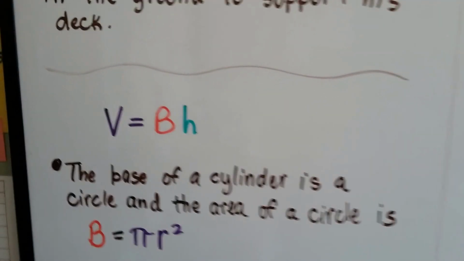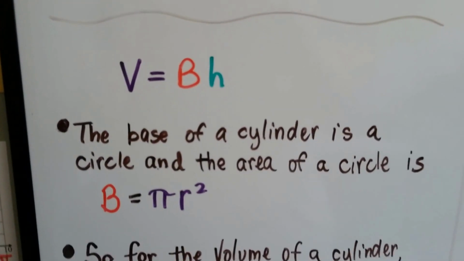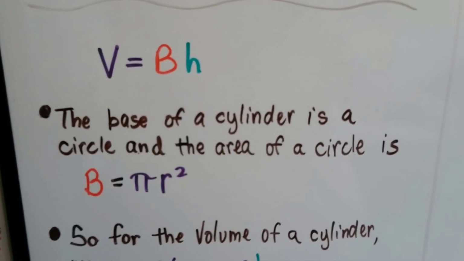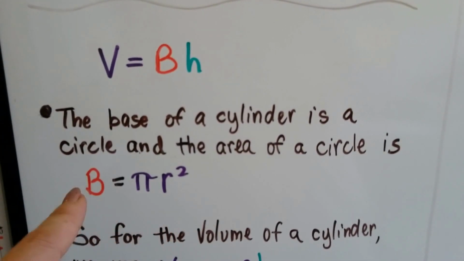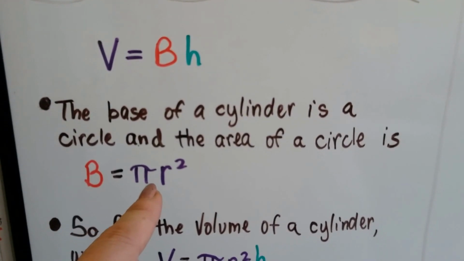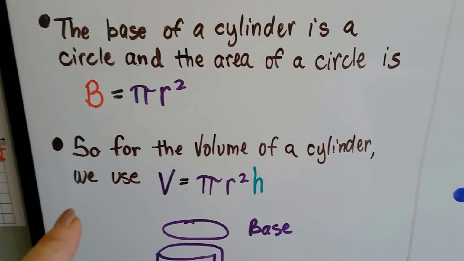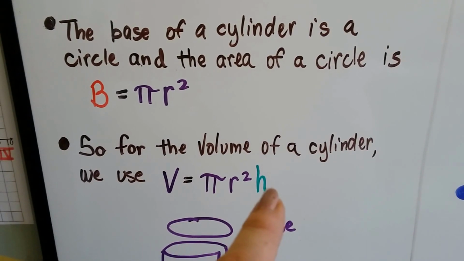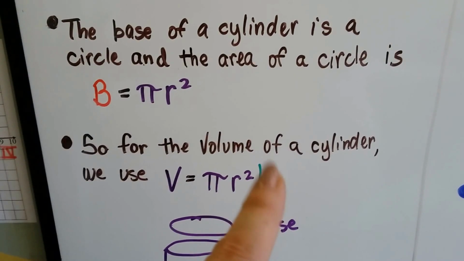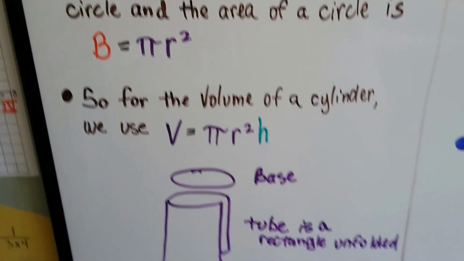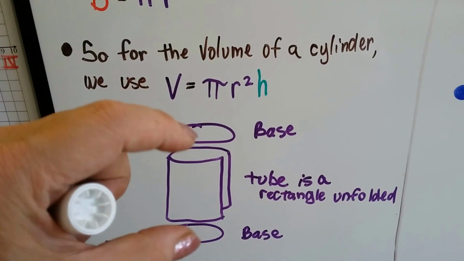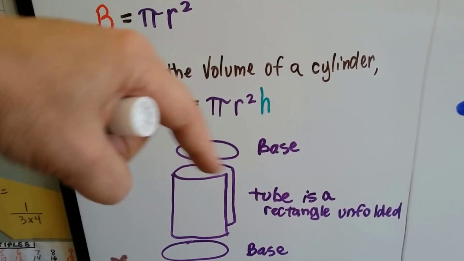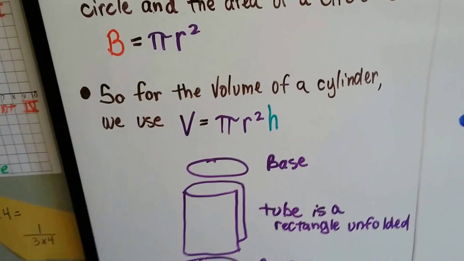So we know the volume equals the base times the height. We learned that in the last couple of videos. And the base of the cylinder is a circle, and the area of a circle is pi r squared. So the base is going to be equal to pi r squared. And the volume of the cylinder, we're going to use volume equals pi r squared times the height. So we need to multiply it by the height of the tube. We have to remember that there's two bases and that the tube is really a big rectangle, isn't it, if we unfolded it? And it's just a big cylinder, big tube, okay?